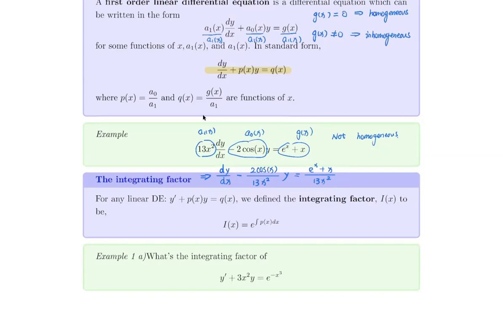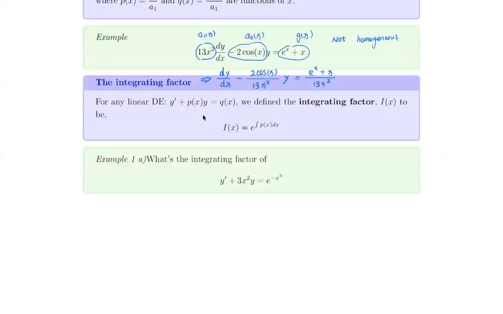Anyway, let's look at the integrating factor. For any linear differential equation, remember this is your standard form, okay? Really important. We define the integrating factor I of x to be e to the power of the integral of p of x dx. So you take the integral of this, e to the power of the integral of this.